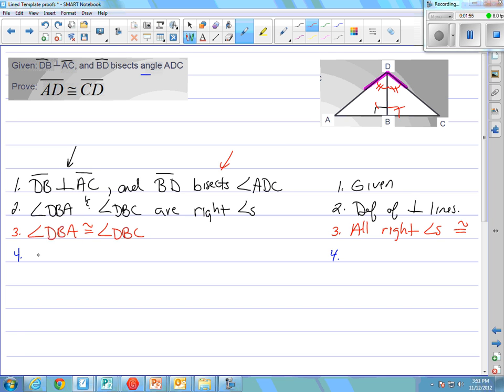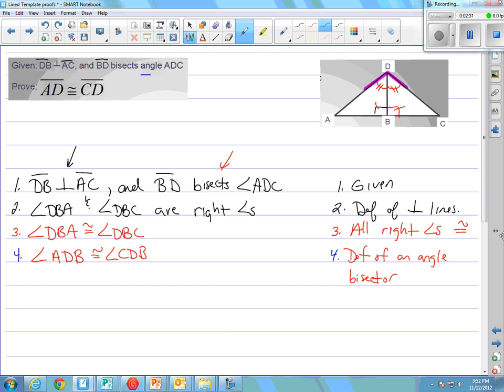So I want to identify those as angle ADB congruent to angle CDB. And what gave those angles to me? How did I know those angles to be congruent? Because the definition of an angle bisector states that it's a ray or a segment or a line that takes an angle and divides it into two congruent angles. So steps 2, 3, and 4 all come from vocabulary words.